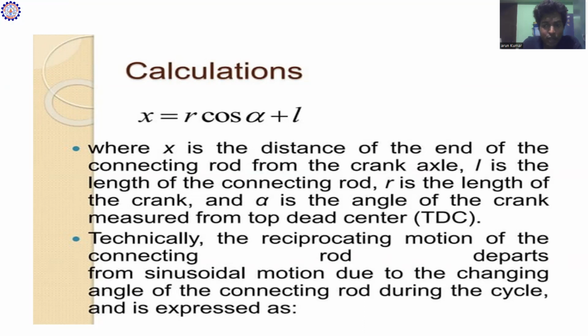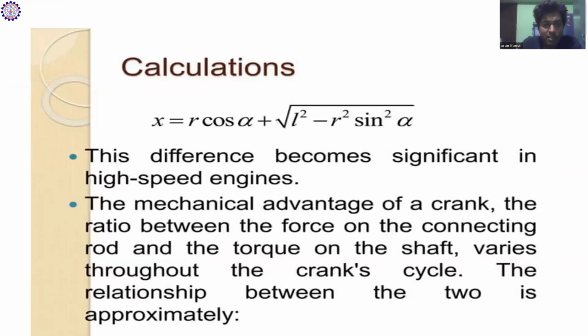Technically, the reciprocating motion of the connecting rod departs from sinusoidal motion due to the changing angle of the connecting rod during the cycle, and the expression is x is equal to r cos alpha plus the square root of L square minus r square sine square alpha. This difference becomes significant in high speed engines.